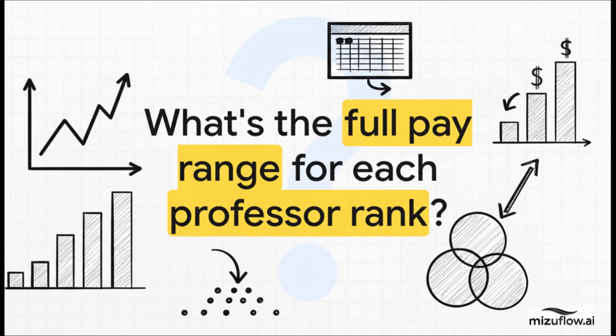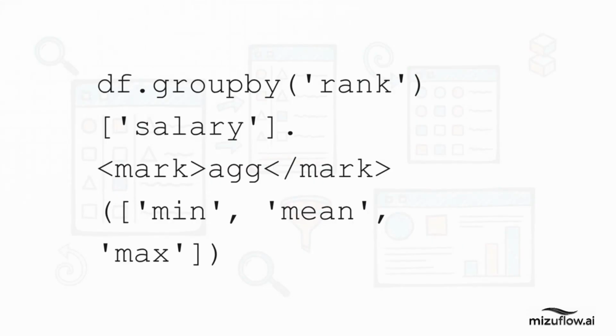So let's push it. An average is a good start, but I want to know more. What's the range of pay for each rank? What's the absolute lowest salary someone's making, and what's the absolute highest? We need more than just that one middle number. And for that, we have the amazing agg method. It's short for aggregation. It's a lot like what we just did, but on steroids. After you group by rank and pick the salary column, you can just give agg a list of everything you want to calculate. You want the min, the mean, and the max? No problem. Just ask for them, all in one shot.